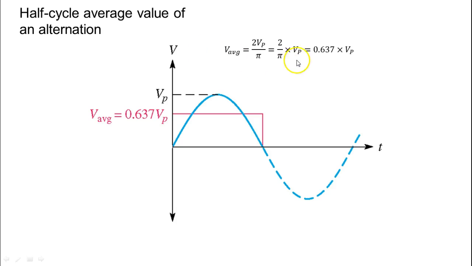And of course, the formula that's easier for me to remember is 2 V peak over pi, or 2 over pi times the V peak. And of course, this is where the 0.637 came from: if you take 2 and divide it by pi, which we use 3.14, then this is where this number comes from.